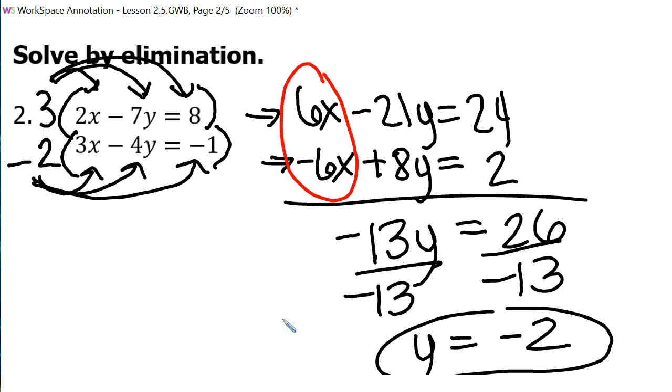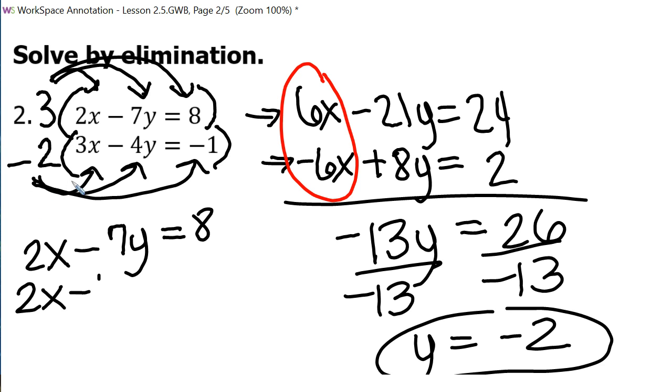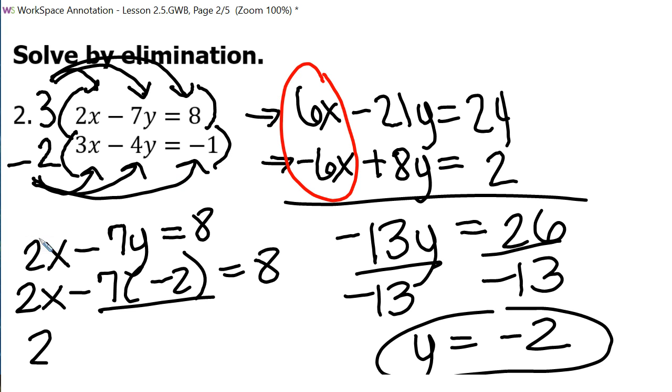To get the other half of the answer, we need to pick. Do we want to use the top original or bottom original? Top. 2x minus 7y equals 8. Instead of the y, what do I replace it with? Negative 2. And when I multiply those, what's negative 7 times negative 2? Positive 14.